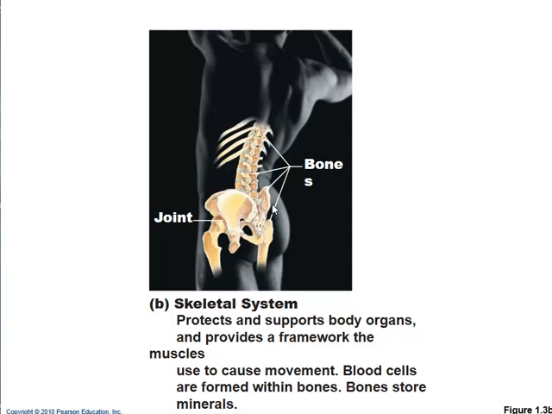Then you're going to have your skeletal system. The skeletal system is for support and provides that framework, but it also is a storage for calcium, and it is the place where your blood cells are made. So your blood cells are made in your bone marrow, and so your bones actually produce your red blood cells, white blood cells, platelets, and other cells that are part of your blood.